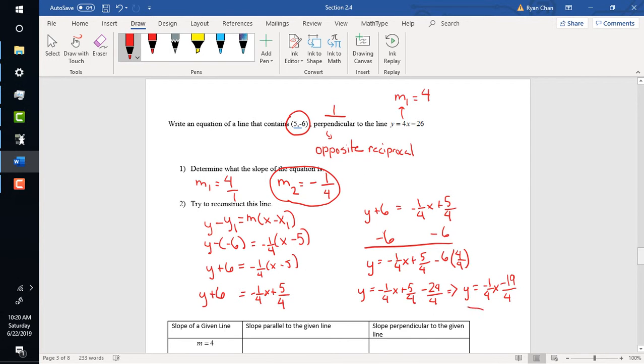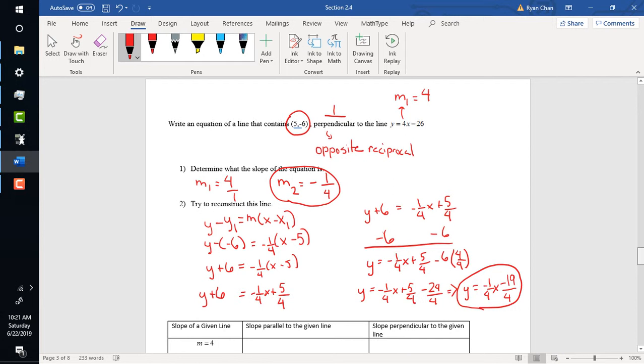Okay, this can happen. You may have a y-intercept that's a fraction, okay? But this is actually good practice. So make sure you know how to add, subtract, multiply, and divide fractions. That's an essential skill for a lot of things we're going to be doing this semester.